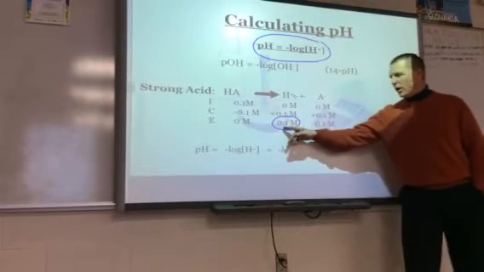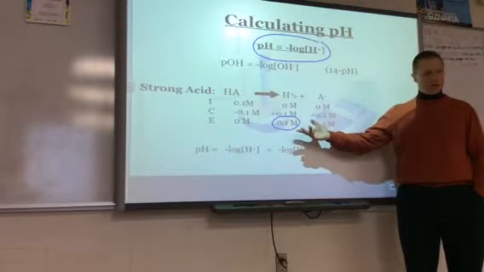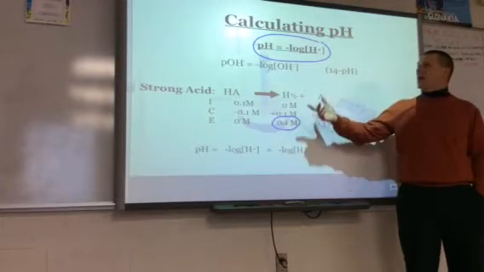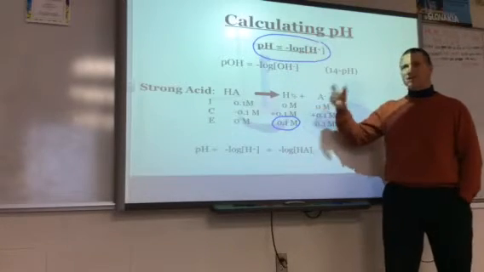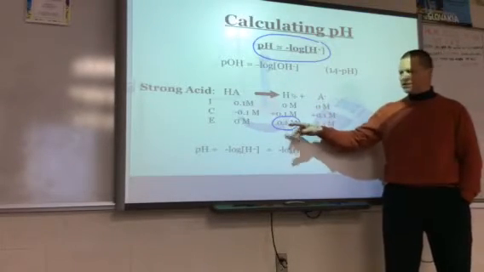So the log of 0.1 means 10 to what power equals 0.1? That would be -1. And since we're taking negative log, we're going to take the negative of -1, so the pH of this solution would be 1.